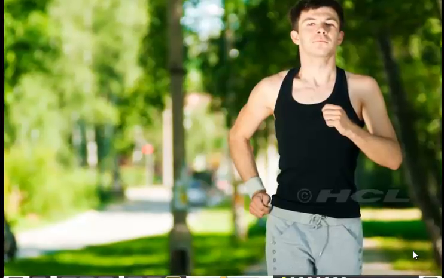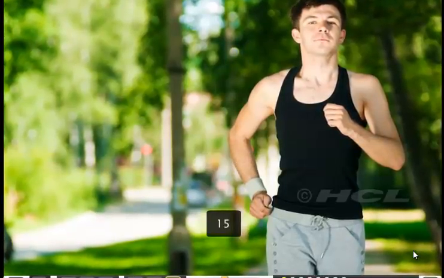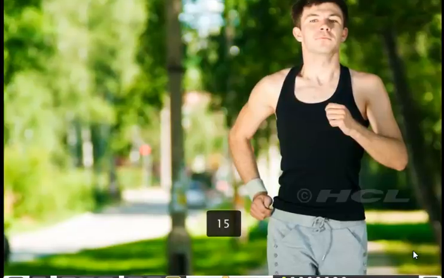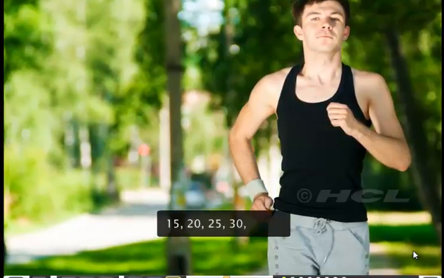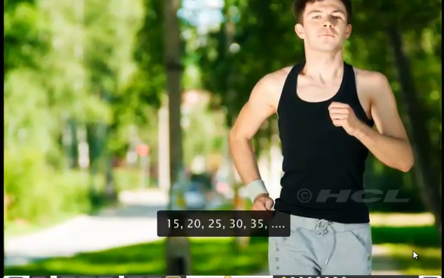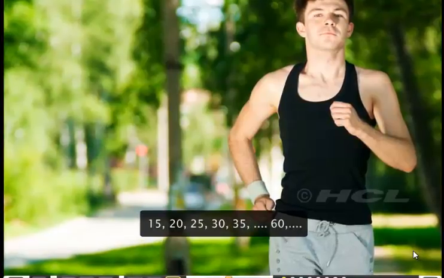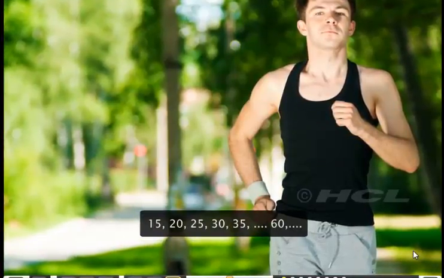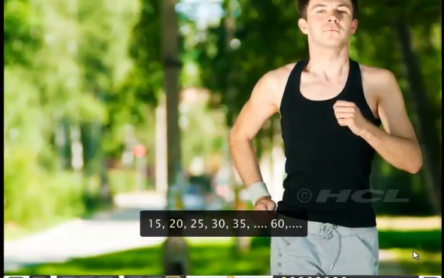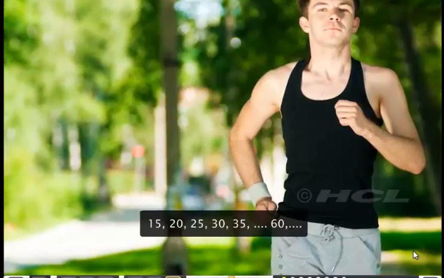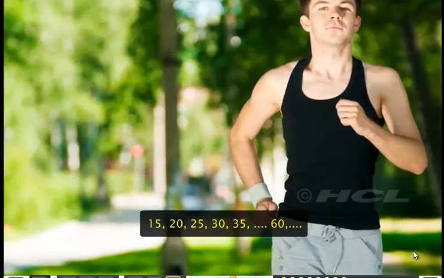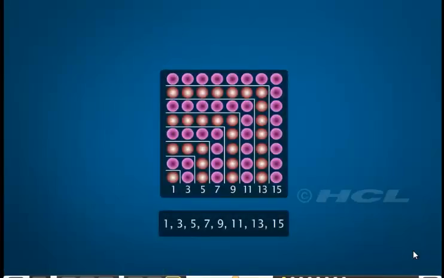In another example, a man goes for a walk for 15 minutes every morning and increases this time by 5 minutes every week. After 4 months, his walk lasts for 1 hour. The time spent on the morning walk, week by week, can be represented as the sequence of numbers shown. Finally, look carefully at the arrangement of balls shown.